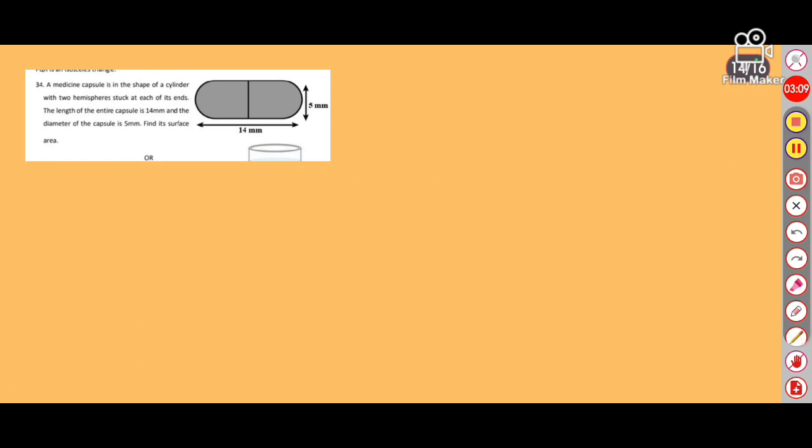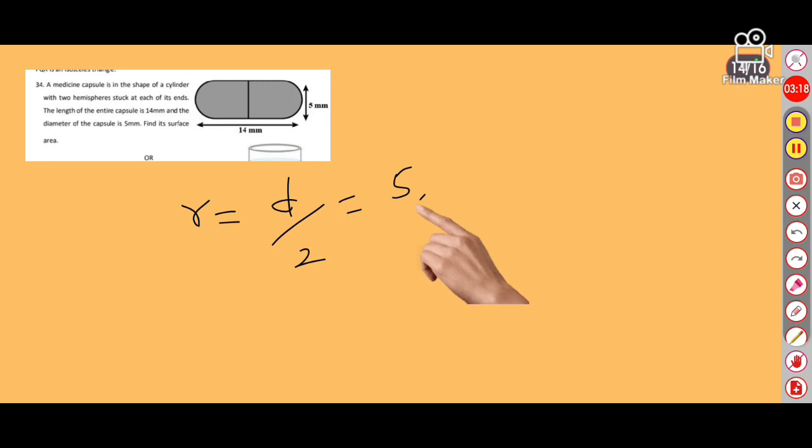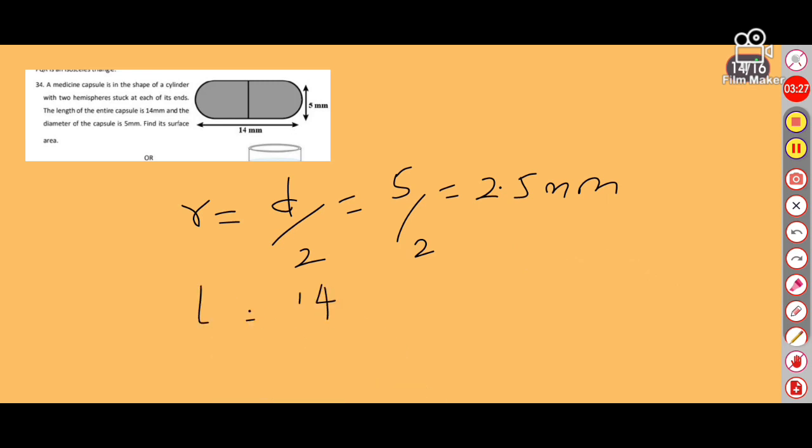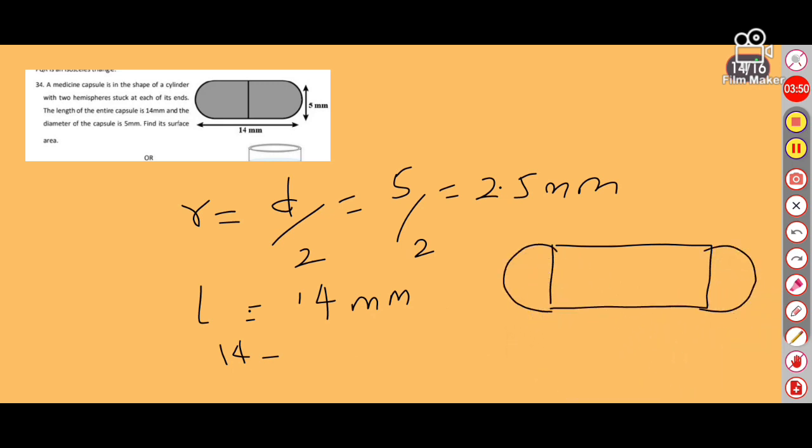The radius is nothing but diameter by 2, that is 5 by 2, which is 2.5 millimeter. The length of the entire capsule is given as 14 millimeter. So the length of the cylinder is 14 minus, see, actually the capsule is a cylinder with two hemispheres attached. So we need to find the length of the cylinder alone. So 14 minus 2.5 on this side and 2.5 on that side, the radius, so it is 5. Therefore 9 millimeter is the length of the cylinder part alone.